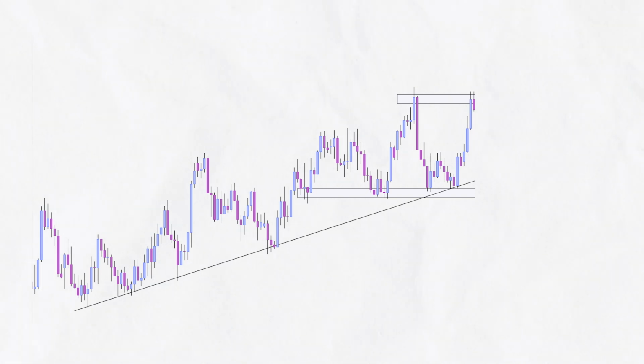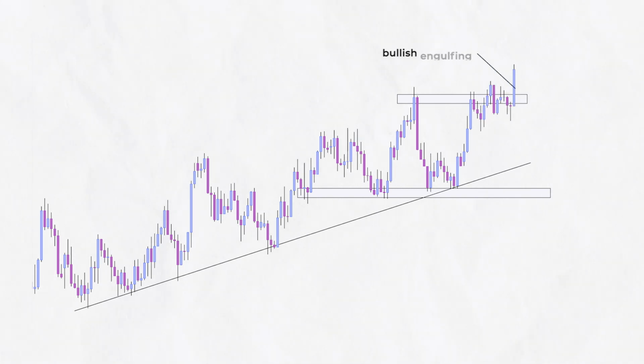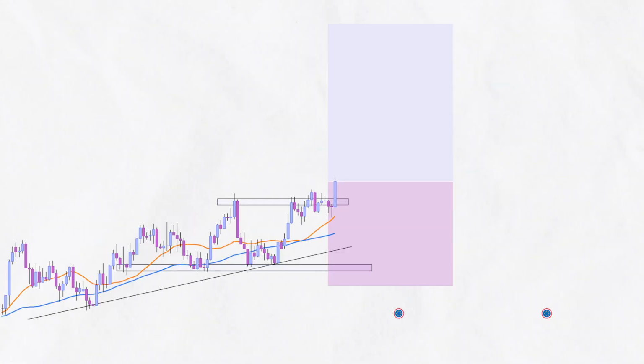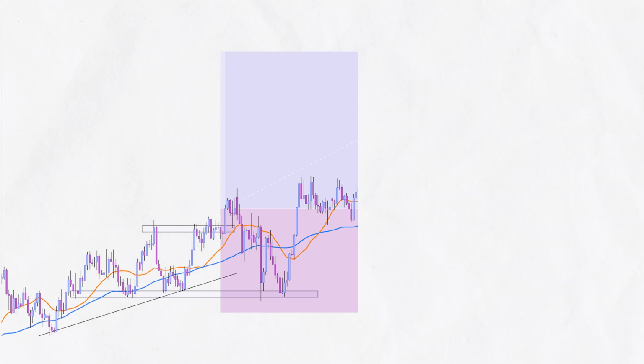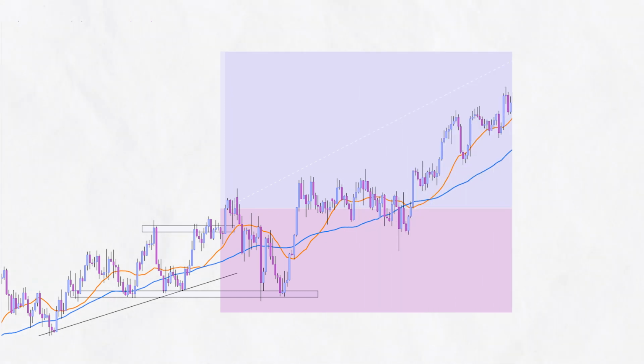This pattern suggests a potential reversal and could signal a bullish move. And of course, to confirm your analysis, you observe a bullish engulfing candlestick pattern breaking the double bottom neckline. So combining these price action signals, the overall bullish trend, the double bottom pattern, and the bullish engulfing candlestick, you decide to enter a long trade on the Euro USD currency pair. And over the following days or weeks, you see the price of Euro USD steadily rise, aligning with your analysis.